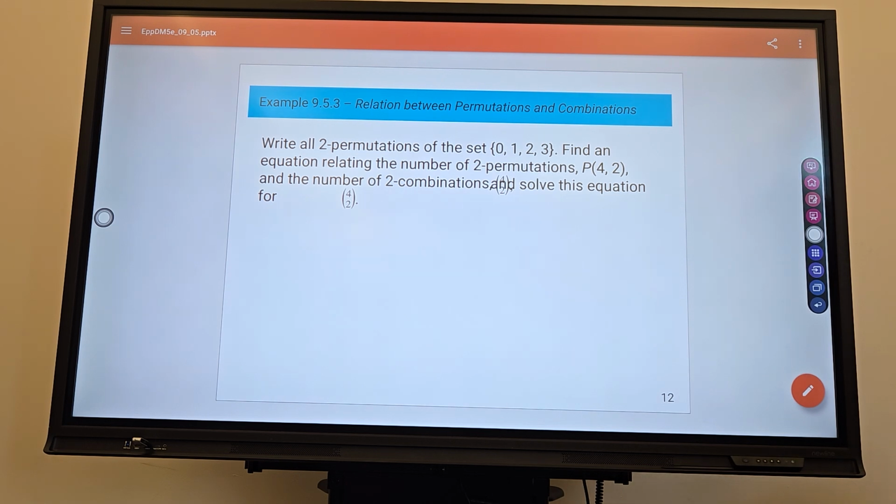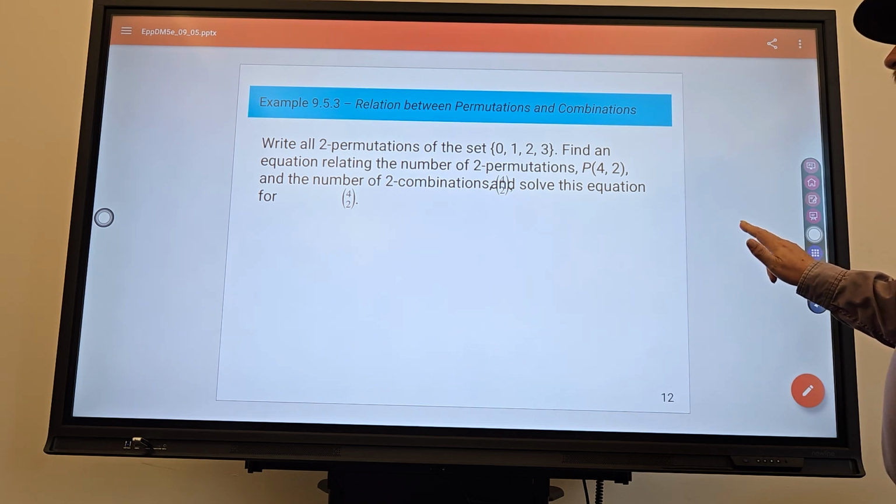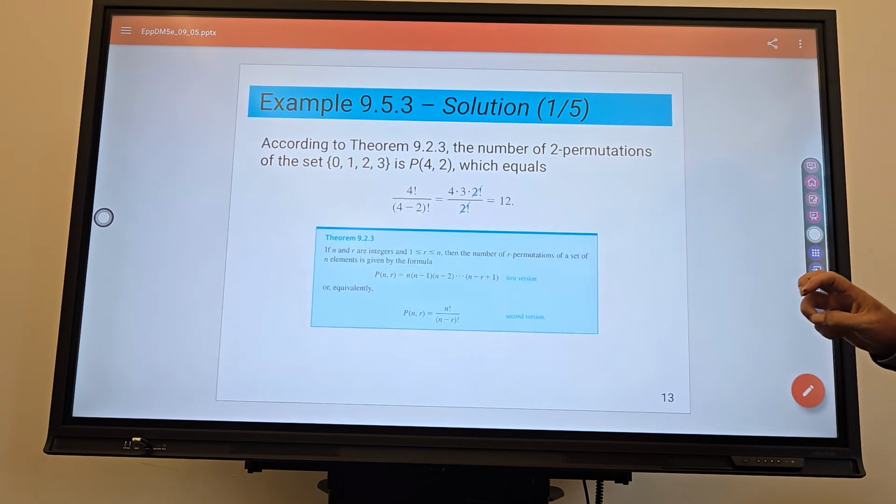Write all 2-permutations of the set 1, 2, 3, 4. I'm not going to go through all that. And solve the equation for 4 choose 2. According to Theorem 9.2.3, the number of 2-permutations of the set is 4 factorial divided by 4 minus 2 factorial. Cancel things out, you get 12. 4 times 3 is 12.